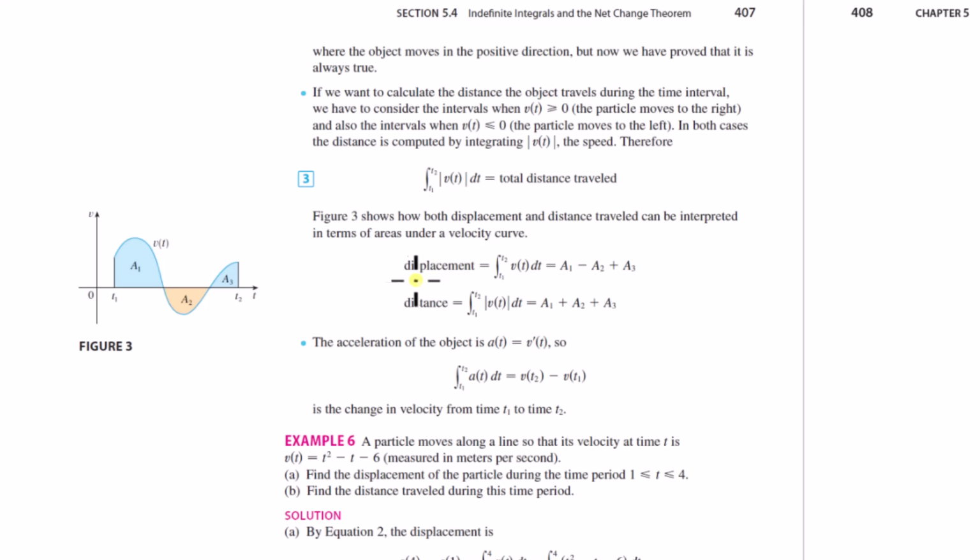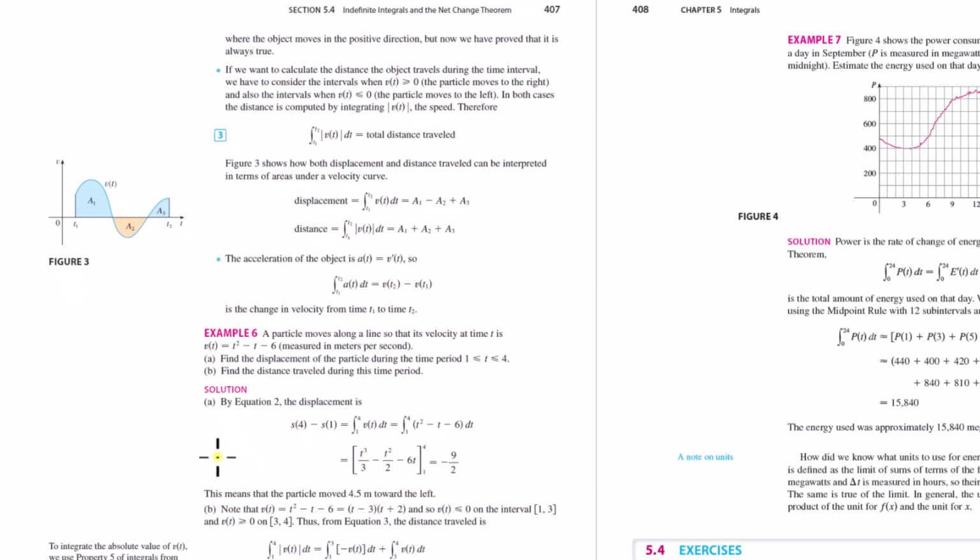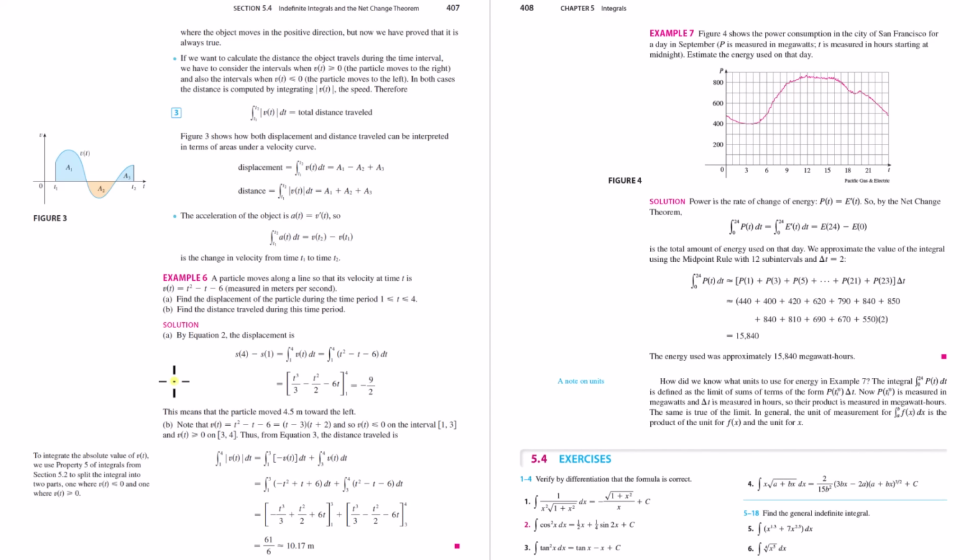And so if you're just integrating the regular velocity function, then this is the displacement, the net displacement. This could be 0 if you start and end at the same spot. But if you're getting the total distance, then you're adding up the areas under the velocity curve instead of subtracting some of those areas. All right, then they work a couple of examples, but we'll do a bunch of examples on the net change theorem in the upcoming videos.